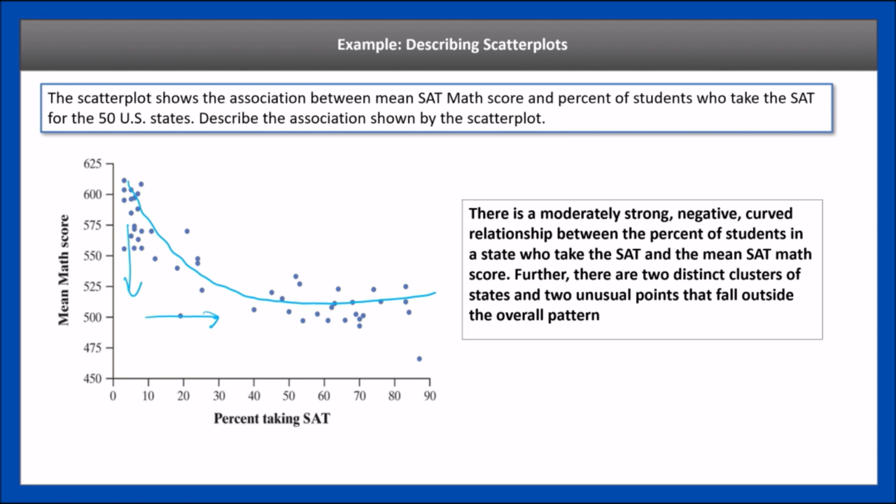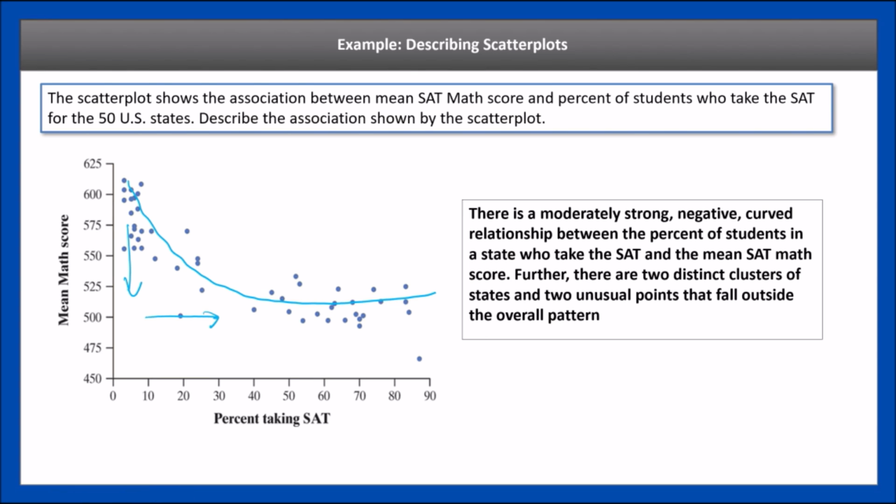So we described the strength, we described the direction, we described the form, and now you want to include context, right? So between the percent of students in a state who take the SAT, that's the x value, and the mean SAT math score, there's your y value. So that's the context.